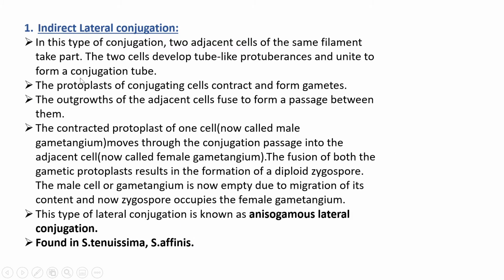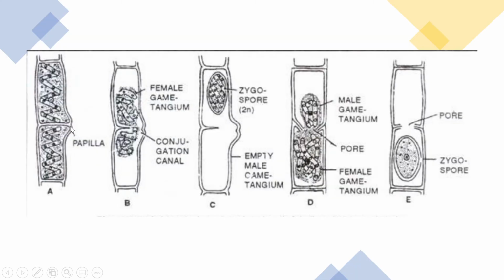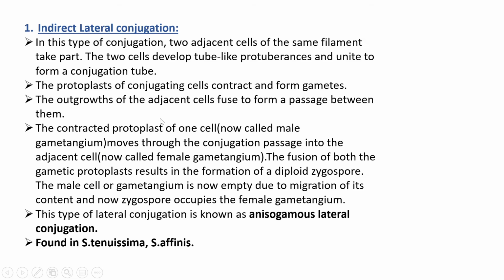Indirect lateral conjugation is the type of conjugation where two adjacent cells of the same filament take part. The two cells develop tube-like protuberances and unite to form a conjugation tube. Here we see they form protuberances and they unite to form the conjugation tube. The protoplasts of the conjugating cells contract and form gametes. The outgrowths of the adjacent cells fuse to form a passage between them.